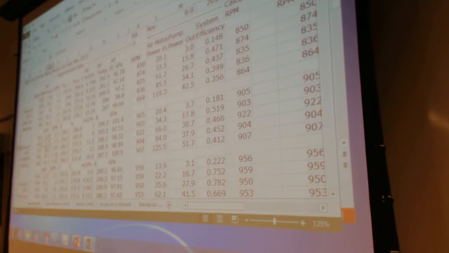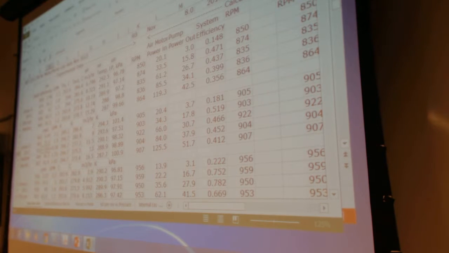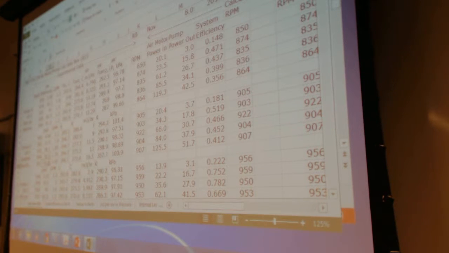That was at 2.1 gallons per minute. 1.85 is 0.59 psi. It's coming down. And 0.38.